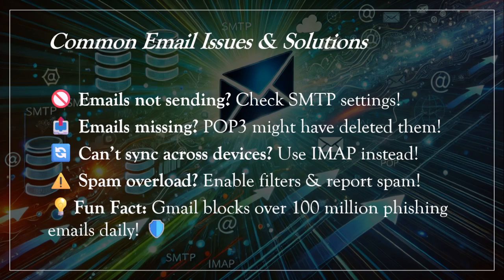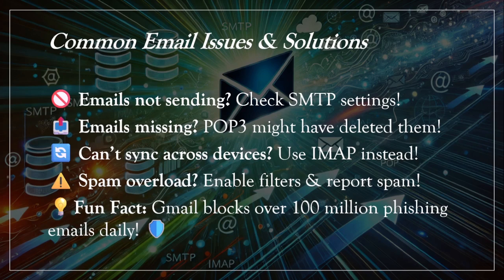Next, sometimes our emails go missing. Where did my emails go? If some messages are disappearing, POP3 might be the reason. Remember, POP3 downloads emails and deletes them from the server. So if you check your email on one device, they might not be available on another. If you want to keep emails on multiple devices, switch to IMAP instead. So there are syncing issues.